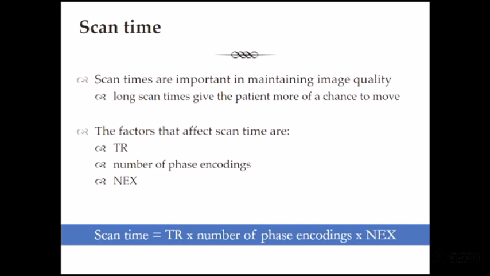Some of those are breath hold. So we need to be able to make our scans run fast enough so that we can do the imaging in a single breath hold. Factors that affect scan time are our repetition time, the number of phase encodings, which is related to the matrix, and the number of acquisitions. But essentially, we can work out scan time by just this very simple equation: TR times the number of phase encodes times the number of NEX.